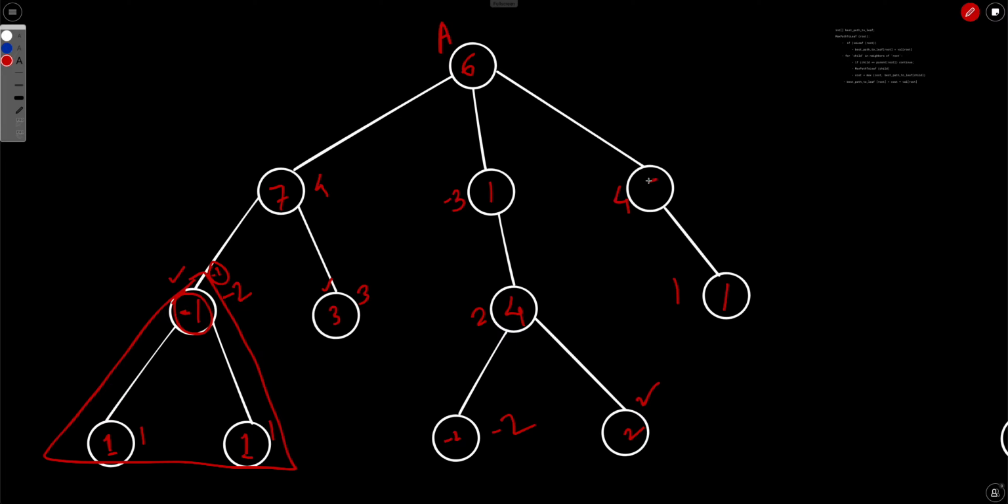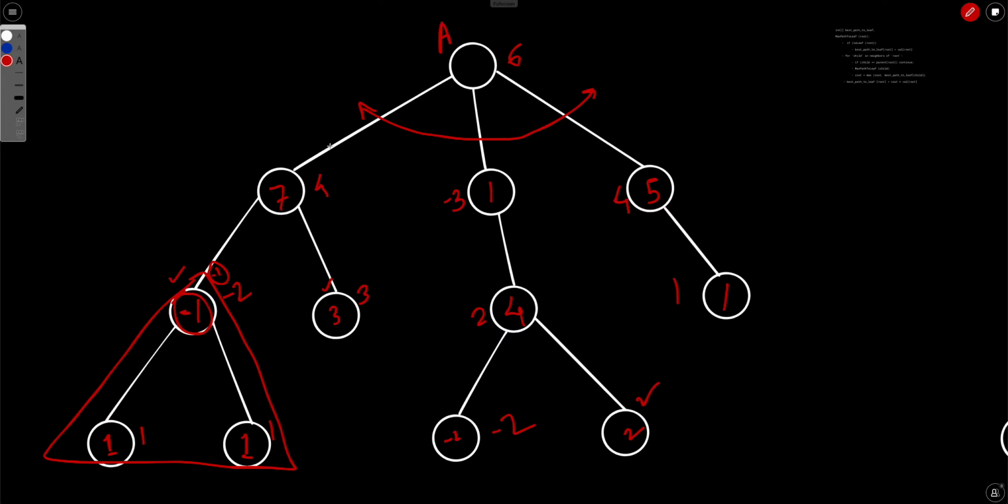Now, similarly, the value for this would be 5, 4 plus 1, because there is only one child. Now, what is the value for this? Sorry, 6 would be outside, right? So what is the value for this? The value for this would be 6 plus the maximum across all the children.